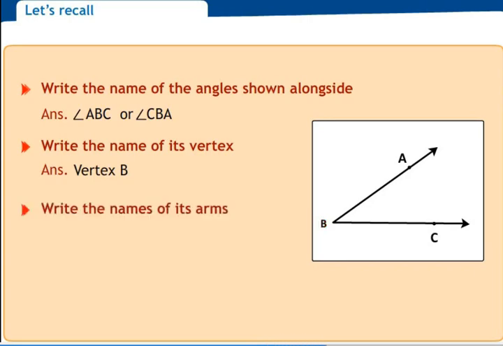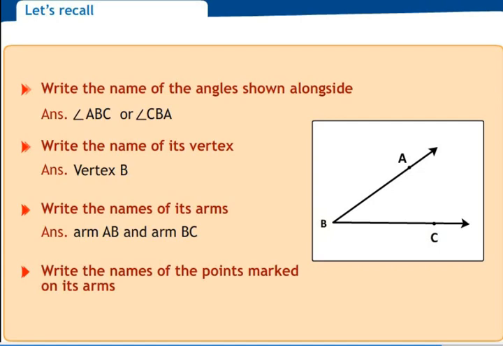Now write the names of its arms. The arms are the sides of the angle, the rays of the angle. So the names of its arms, as you can see in the diagram, are arm AB and arm BC. The rays AB and BC are denoted with a point on the ray. The names of the points marked on its arms are point A, point B and point C.